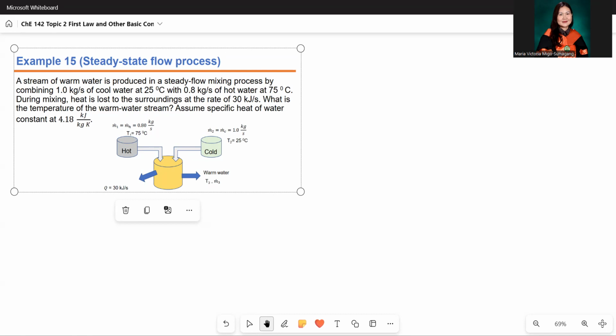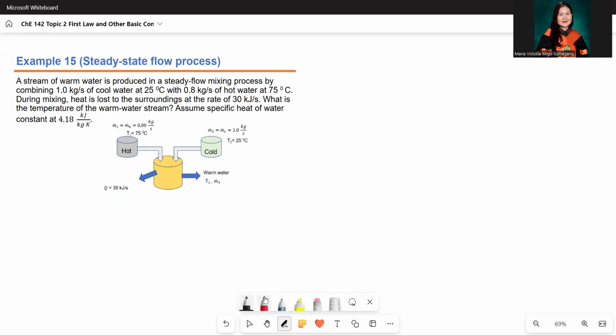Let's read the problem. A stream of warm water is produced in a steady state flow mixing process by combining 1 kilogram per second of cool water at 25 degrees Celsius with 0.8 kilogram per second of hot water at 75 degrees Celsius. During mixing, heat is lost to the surroundings at the rate of 30 kilojoules per second. What is the temperature of the warm water stream? Assume the specific heat of water is constant at 4.18 kilojoules per kilogram Kelvin.